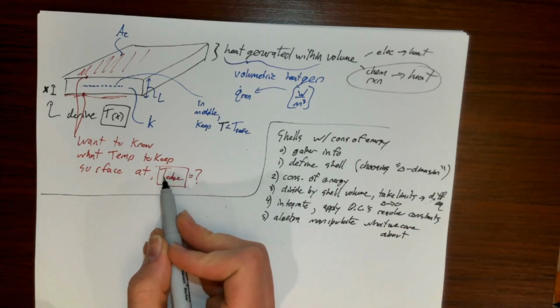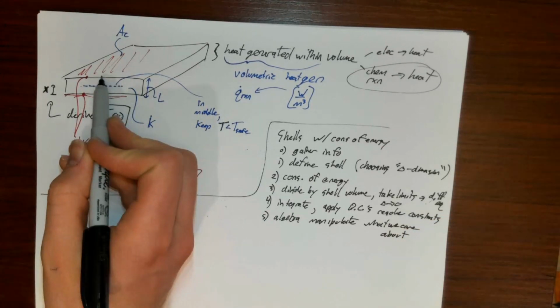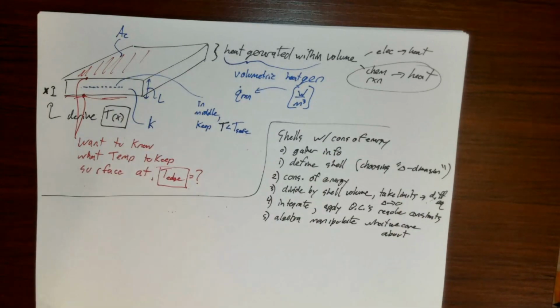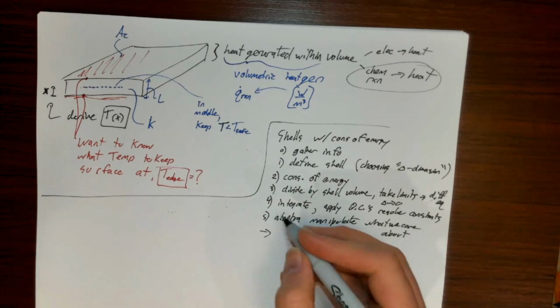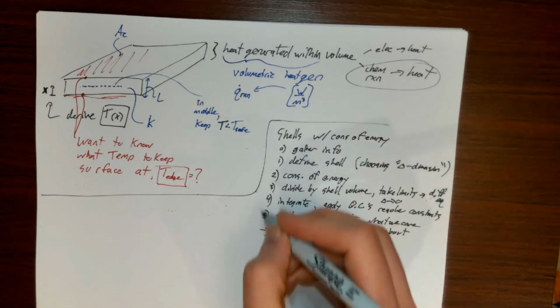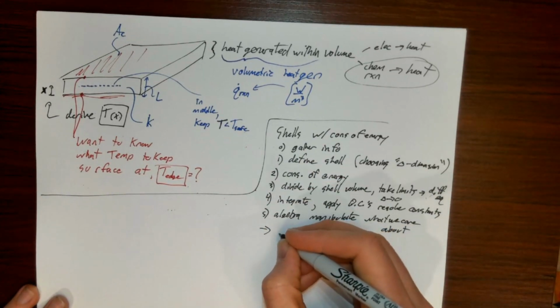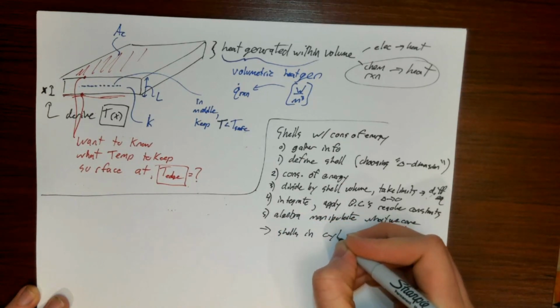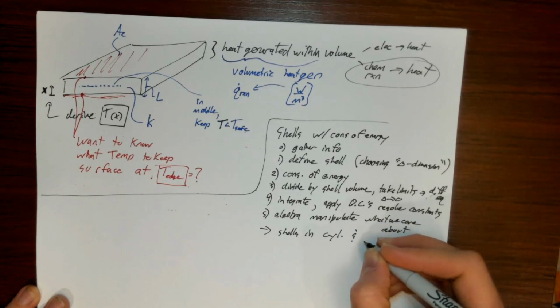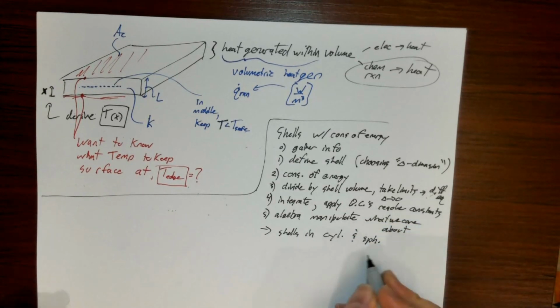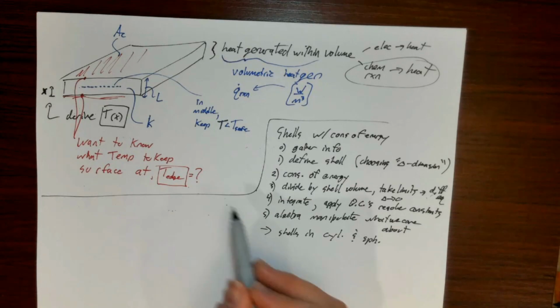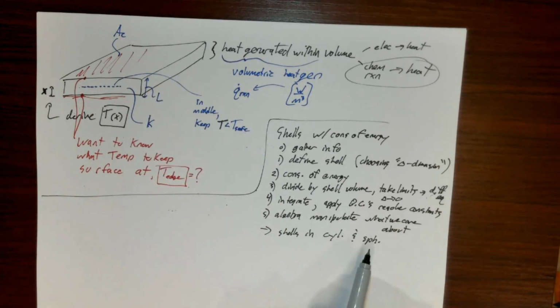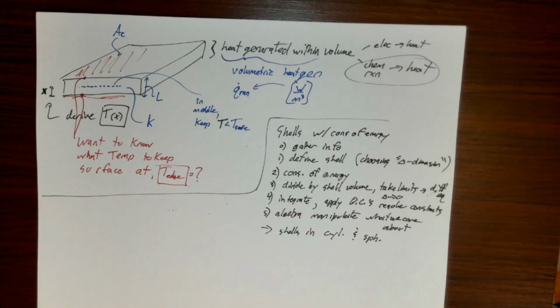Which is basically what is our safe edge temperature in terms of all of these given parameters that we care about. And then just as a follow-up, after I'm done talking about all of this stuff, I'll talk about shells in cylindrical and spherical coordinates. Can we develop shells not just in a rectangular geometry like this, but also in cylindrical and spherical coordinates? So let's do that.